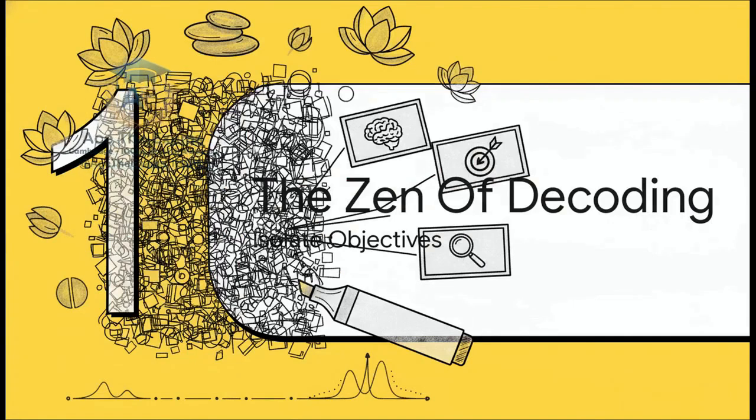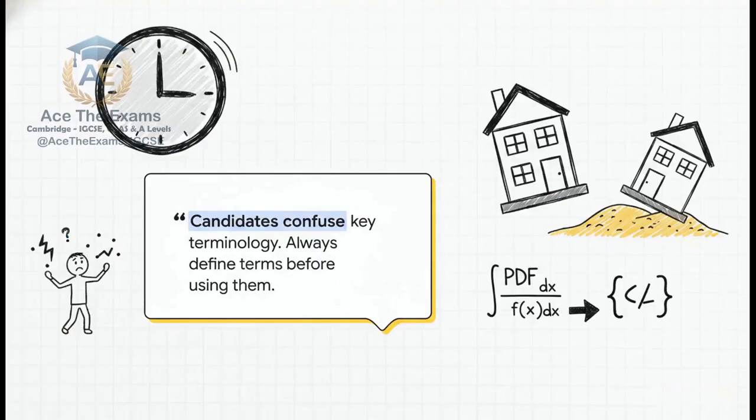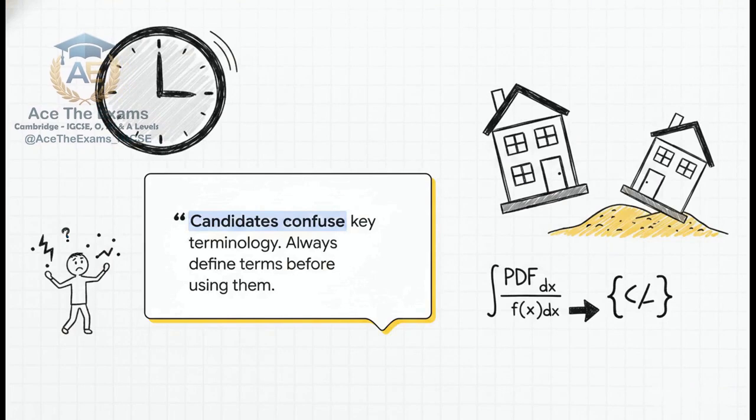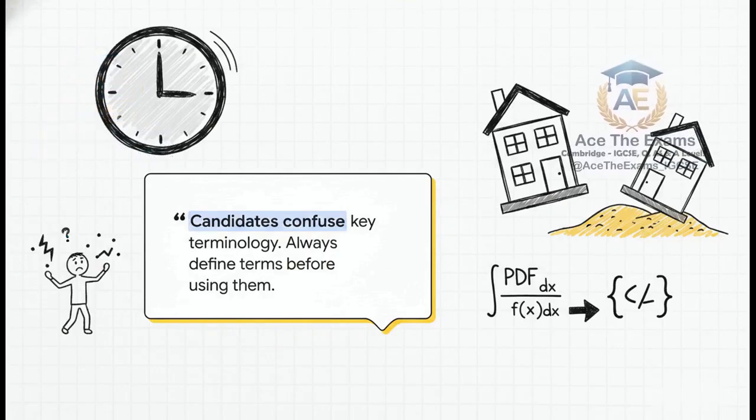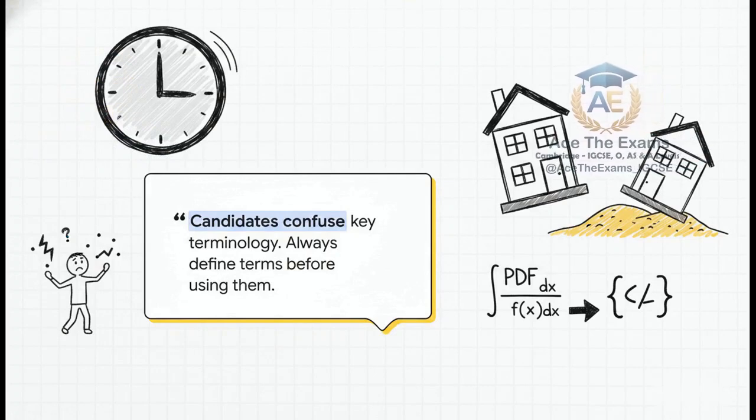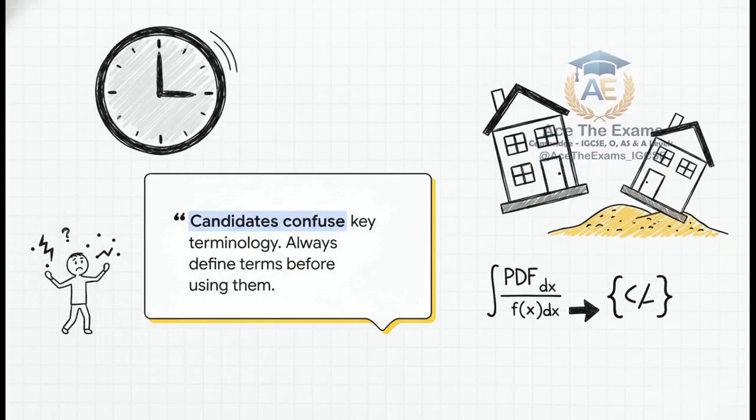Phase 1. The Zen of decoding, stripping away the noise to isolate exactly what the examiners are assessing. Whenever you look at a dense, intimidating past paper question, I want you to imagine using a mental highlighter to gently peel back all those filler words. We're looking for the structural skeleton underneath. Listen very closely to this direct transmission from the Cambridge Principal Examiner reports. They stated, candidates consistently confuse key terminology. Always define terms before using them in extended responses.